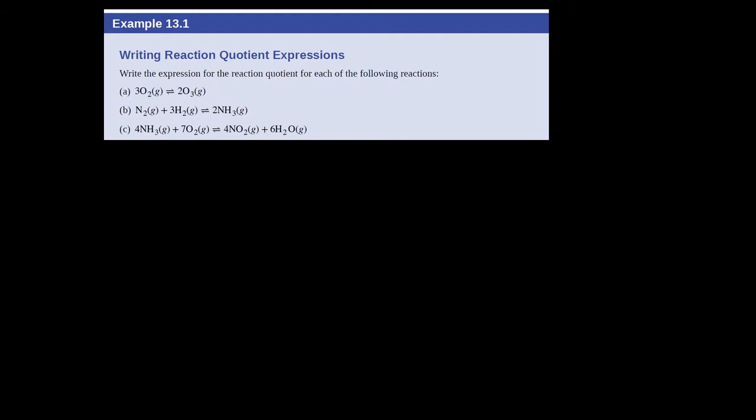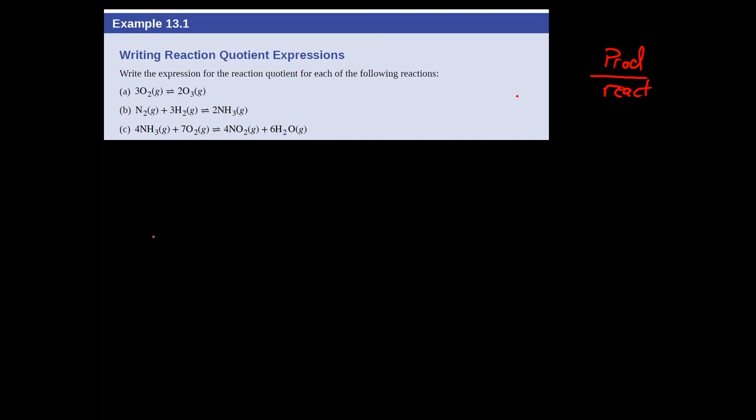So this example asks us to write the expression for the reaction quotient, which is just another name for this products over reactants. The reaction quotient technically is different than the equilibrium constant, but only because the reaction quotient doesn't necessarily have to be at equilibrium. So the reaction quotient is just this ratio at any point in time, and the equilibrium constant technically is only true at equilibrium. But in terms of the actual equation, it is exactly the same.